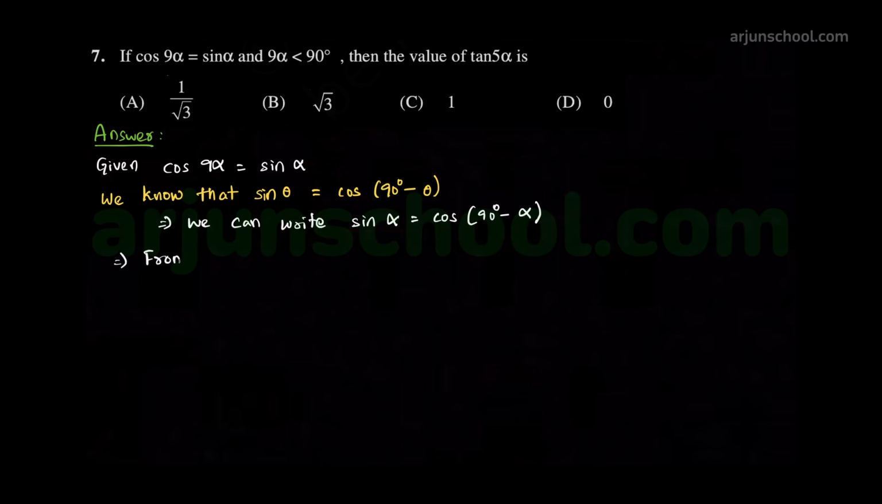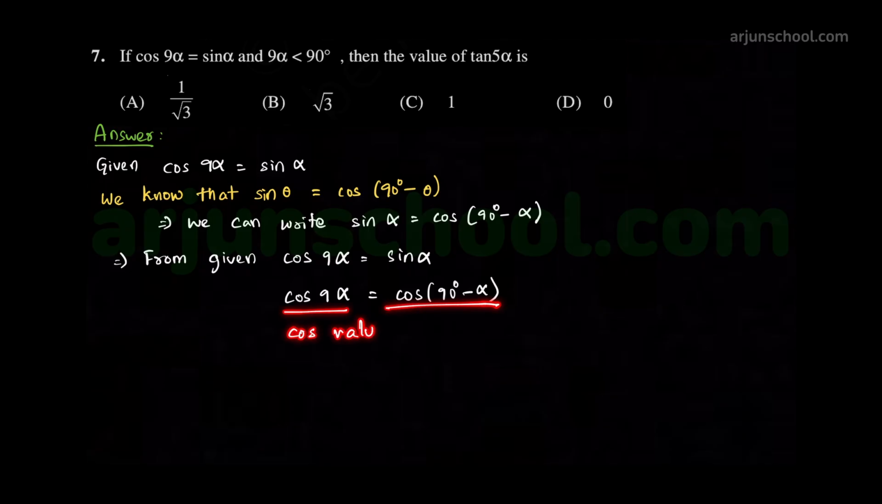From the given equation, cos 9 alpha is equal to sin alpha. We can write it as cos of 90 degrees minus alpha. Cos values are equal. That implies their angles must be equal as long as both lie in the given range.